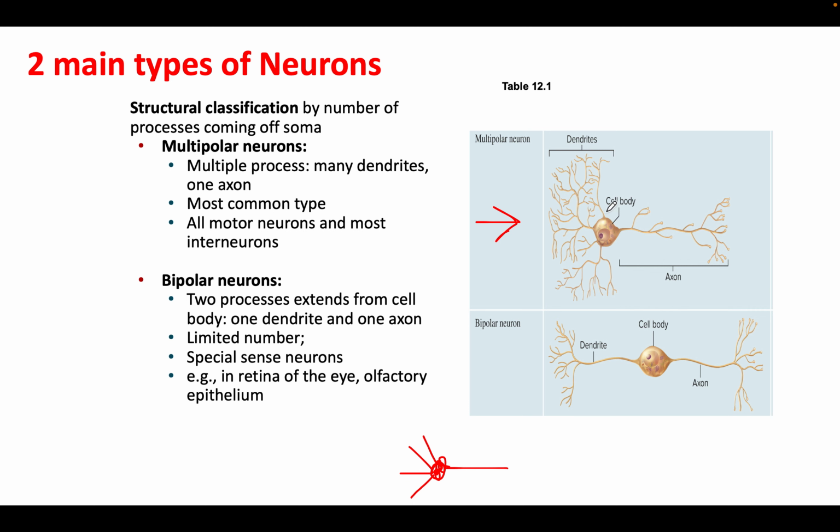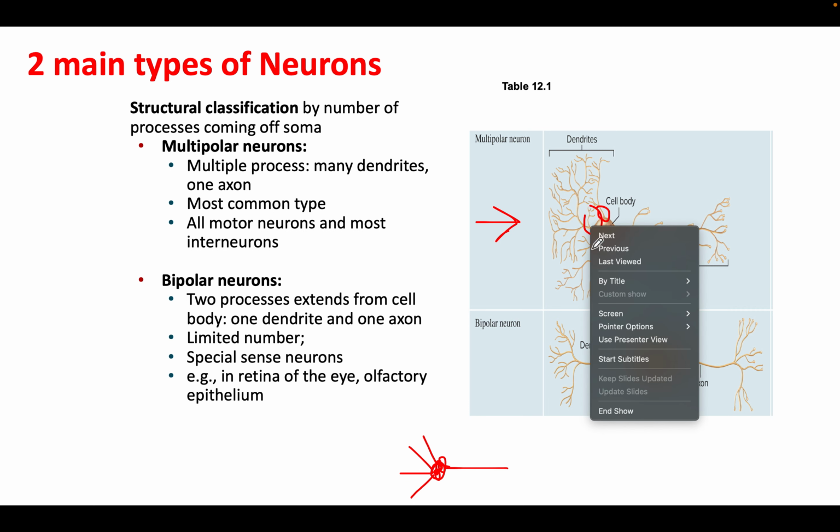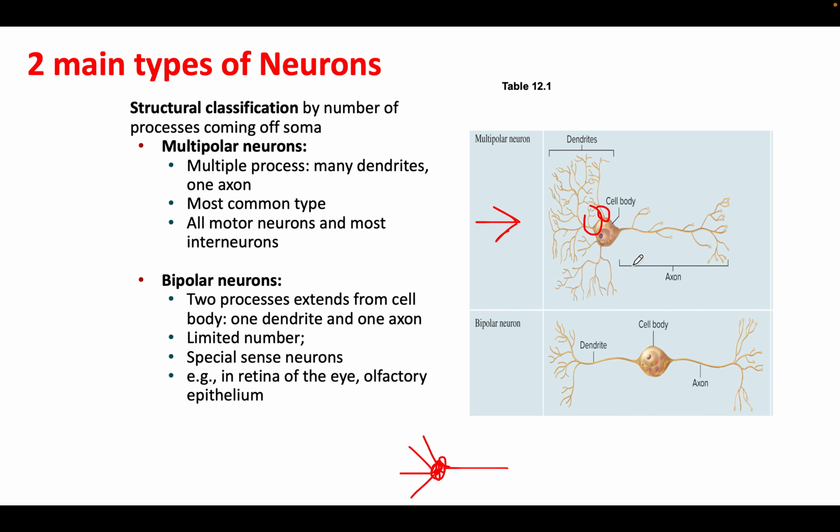So you can see here, we've got a pole here, we've got a pole here, we've got another one right here, and then we've got this long axon right here, right? So those are all of the different poles.